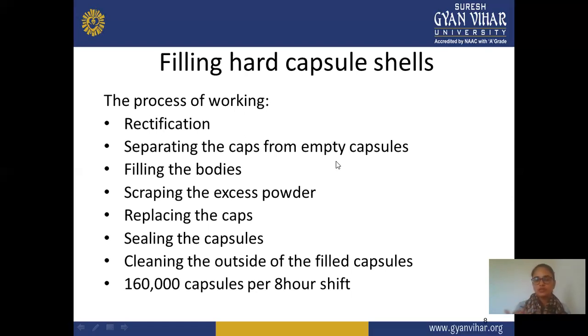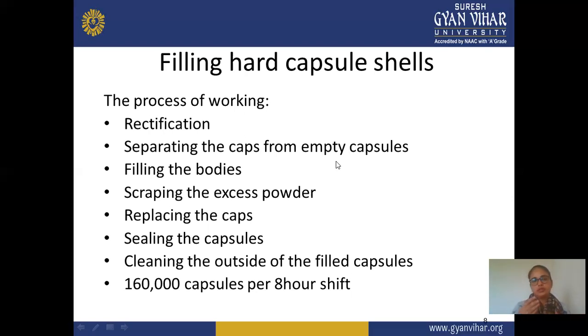And there are 1 lakh 60,000 capsules per hour shift in this machine. It means it forms a very large quantity of capsules, approximately 1 lakh 60,000 in an 8-hour shift, formed in this filling machine.